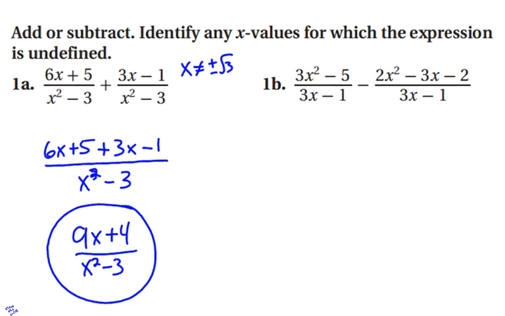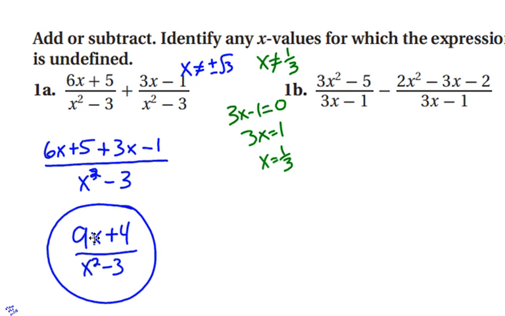In the second example, a subtraction one, we do have a common denominator already. So again, we're going to look and say, all right, let's see what isn't going to work in the denominator. Well, 3x minus 1, if that's equal to 0, then bad things happen. So we get 3x equals 1, so x equals 1/3. So in this example, x cannot equal 1/3. I'm just going to shrink that down, slide it out of the way, in case we need it for later.